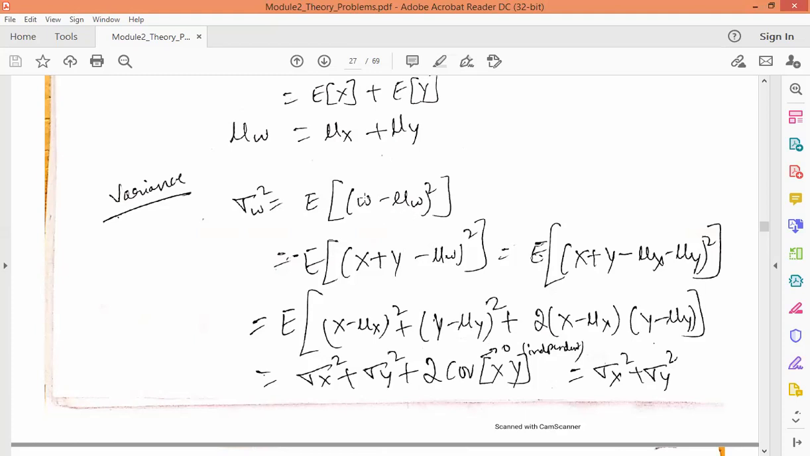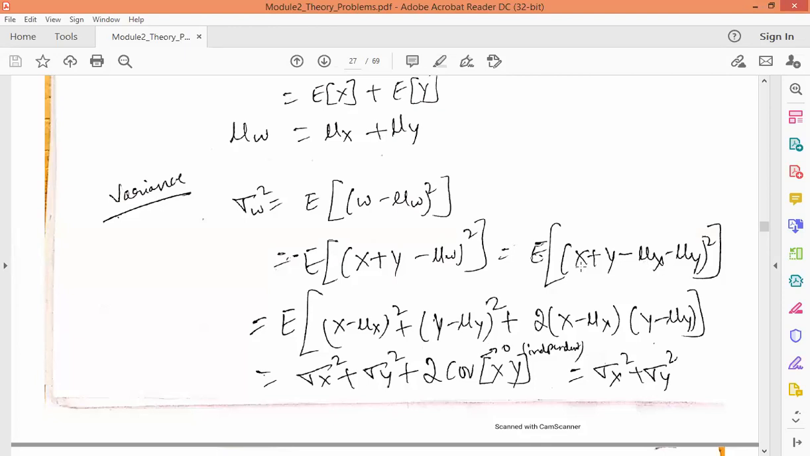Now we know that W is equal to X plus Y, so that replacement has been done. Here we can write sigma W square is equal to expectation of X plus Y minus mu W whole square. But mu W is what? Mu X plus mu Y. So that substitution is made here, and we get expectation of X plus Y minus mu X minus mu Y whole square.